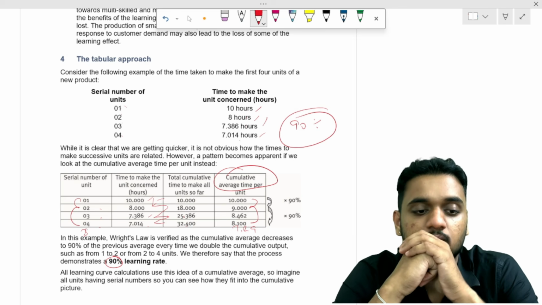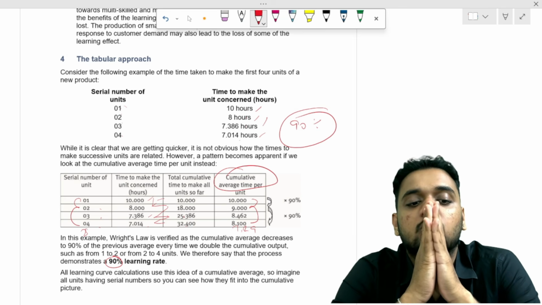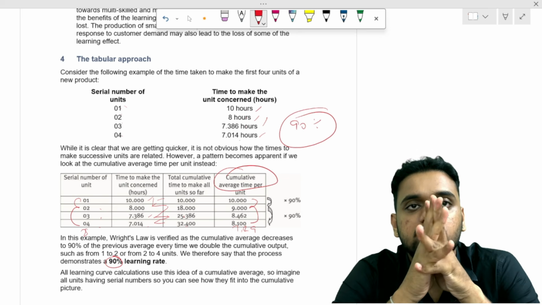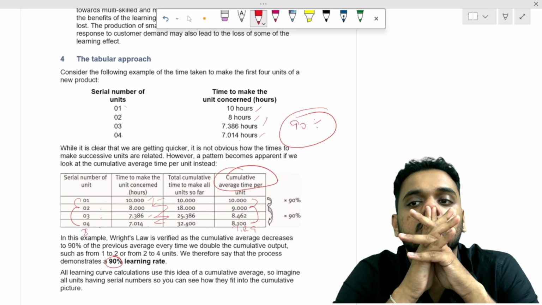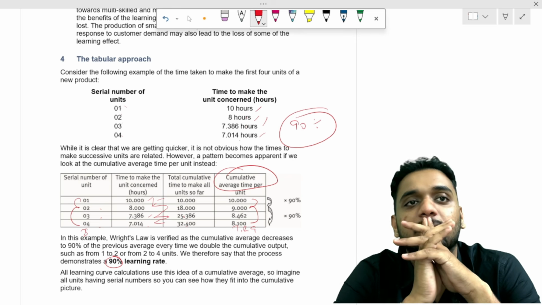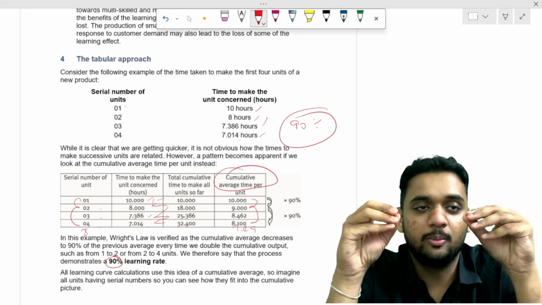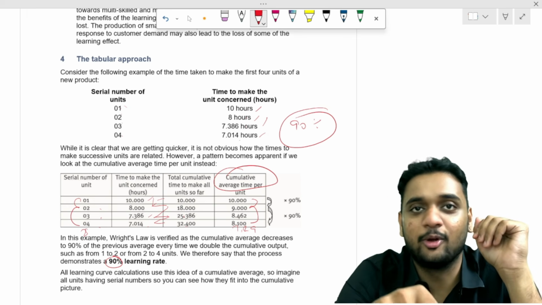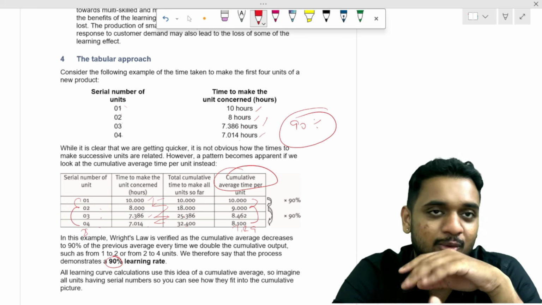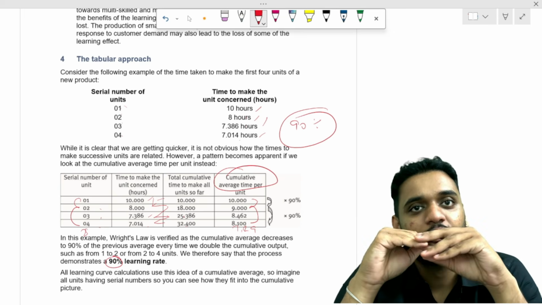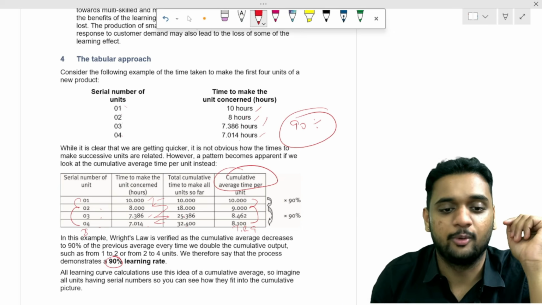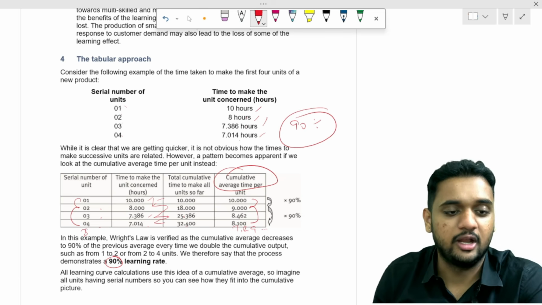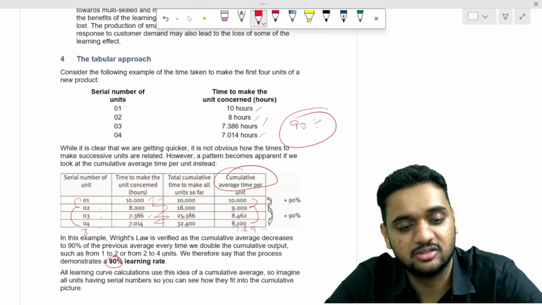Total time taken to produce 8 units. Sir, cumulative average time per unit is 7.29 for 8 units. Into 8, if you put, you will get the total time for 8 units. Cumulative average time per unit for 8 units is 7.29, what we found out earlier. Into 8 units, you will get the total time taken for 8 units.